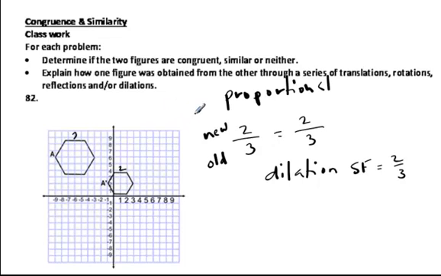So let's look and see if it's a translation. I'm going from this point right here across, and then I'm going down to there. So it looks like our translation would be x plus, going over 8, and then y minus, going down 4. So we have a dilation with the scale factor 2/3, and then a translation of x plus 8 and y minus 4.